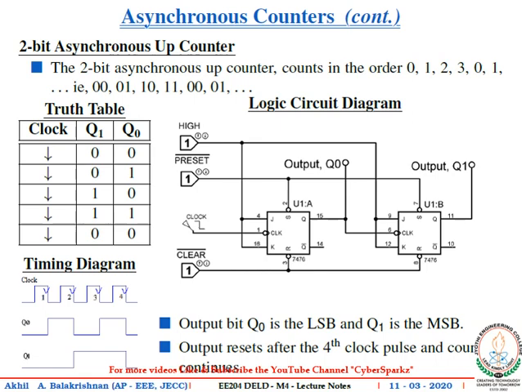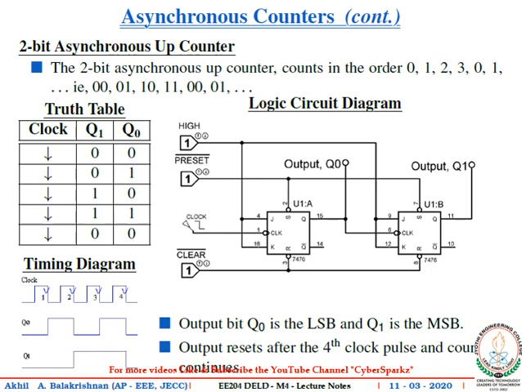The output of the flip-flop which is provided with the clock signal directly is the LSB of the binary pattern, and the output of the flip-flop farthest from the one provided with the clock signal acts as the MSB. From the timing diagram, you can clearly verify the working of the 2-bit asynchronous up counter.